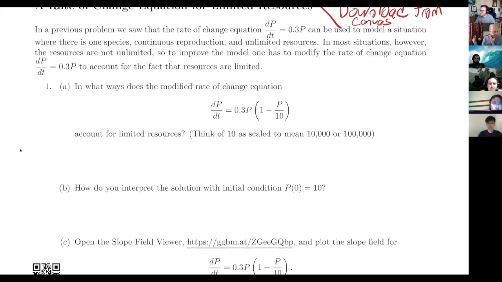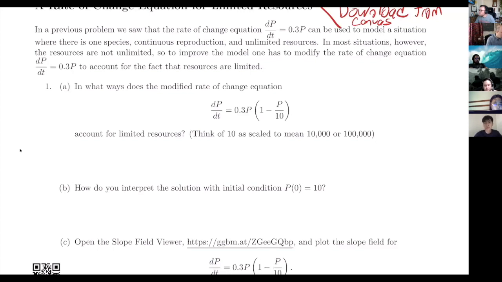So does anybody have any suggestions about why this model would actually take into account decreasing populations once they get too large? It's the one part that says 1 minus P over 10. Sorry, say that again, Eric. I missed that. The one part that says 1 minus P over 10.